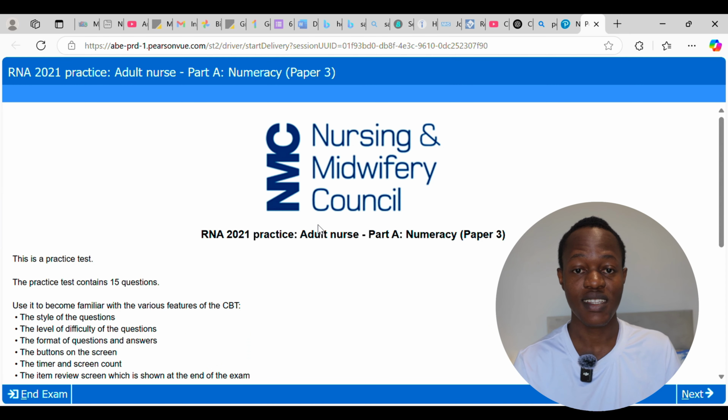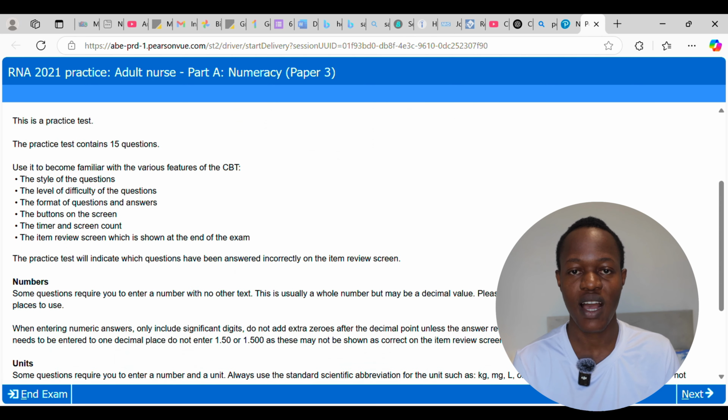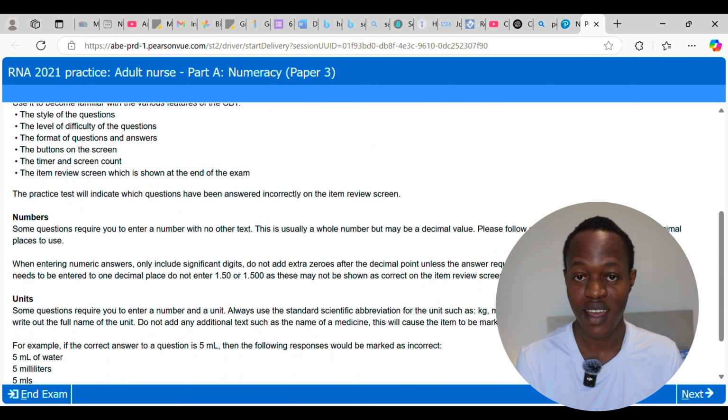So don't forget to read the instructions because it contains every vital thing that you need to know. It contains everything in order to pass this exam, because sometimes it's not just about knowing the right answer but putting it in the right way. As a nursing student or a nurse, you should know that dosages and units mean a lot in nursing. Okay, let's go to the first question.